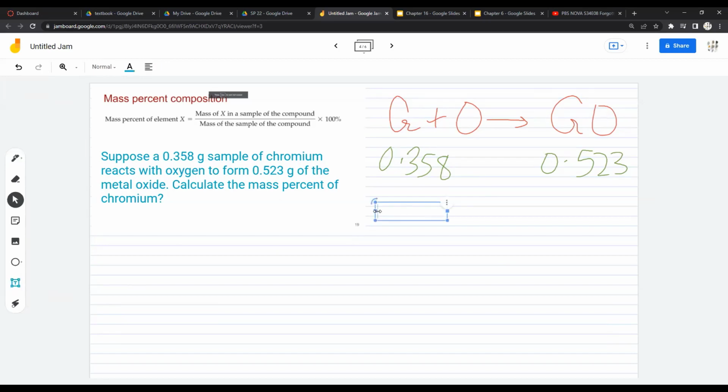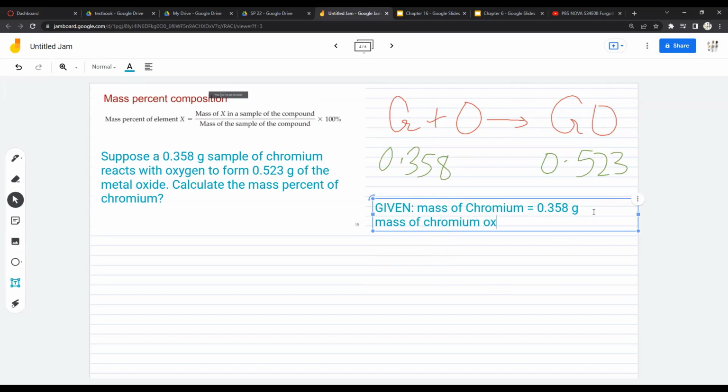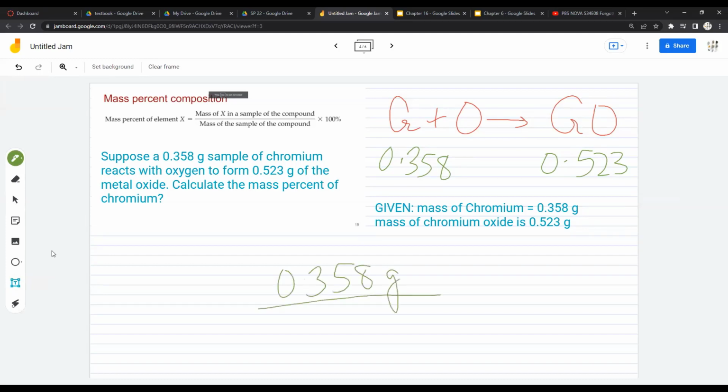So if you were to write given to find, you would write, well, we're given mass of chromium is equal to 0.358 grams. And the second thing we're given is mass of chromium oxide is 0.523 grams. And this is the formula. If you have to find mass of one thing, mass of that divided by the total sample times 100. So go ahead and solve this question. To solve this question, you probably just did mass of chromium, so that is 0.358 grams, which is just the mass of chromium over the total mass, 0.523 grams, and you did times 100. And you should get your answer as around 68.5.